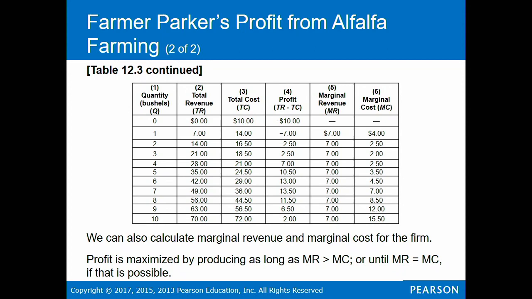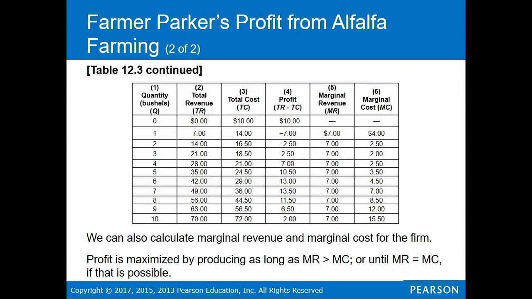So now we can also calculate the marginal revenue and marginal costs for the firm. You see here a marginal cost initially is fairly high at $4 and then drops down and then slowly increases up again, eventually reaching $15. Marginal revenue the whole time is staying $7.